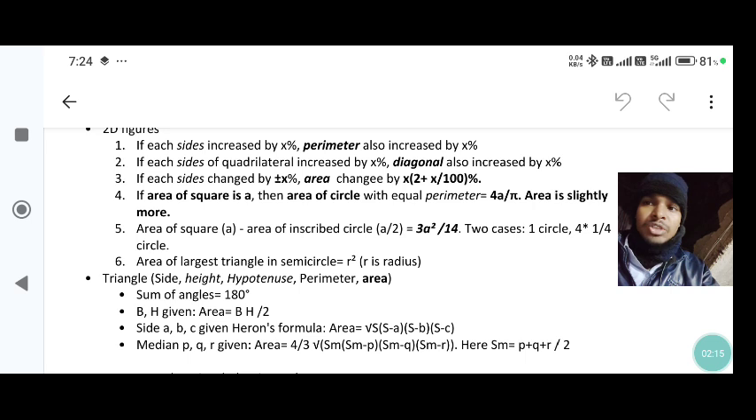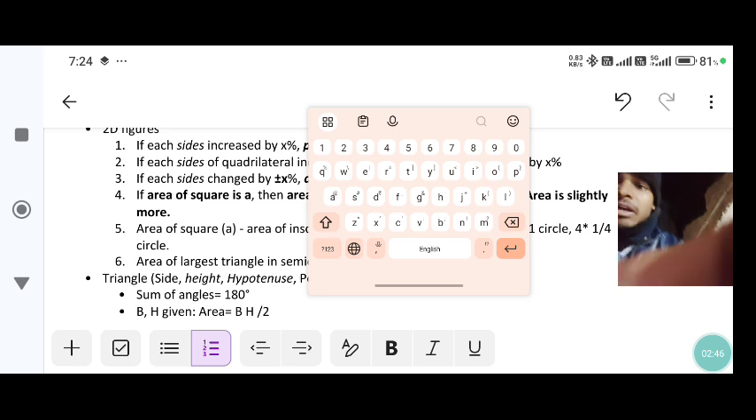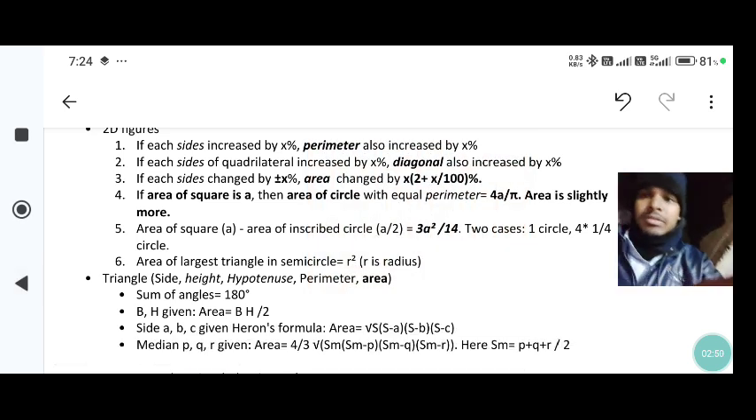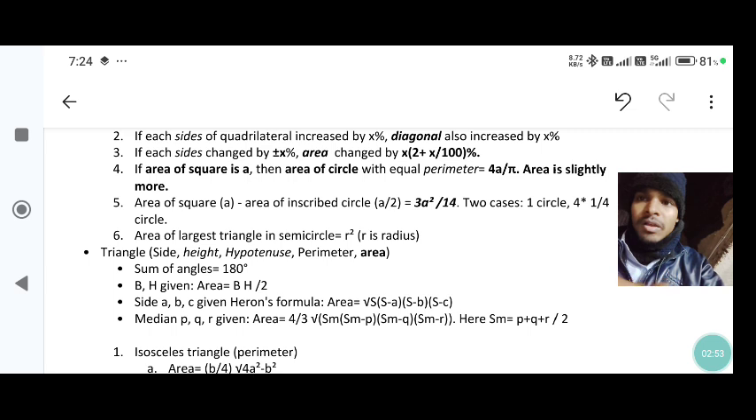Next point is if each side is changed by x%. Now there is a change, means it can either be increased or decreased. Then the area is changed by the value of x into (2 plus x by 100) %. 2 plus x by 100 is within the bracket, which is multiplied to x. This much percentage change in area is noticed whenever a side is changed by x%. So this is important, that x by 100 is added to 2 and then the whole is multiplied by x.